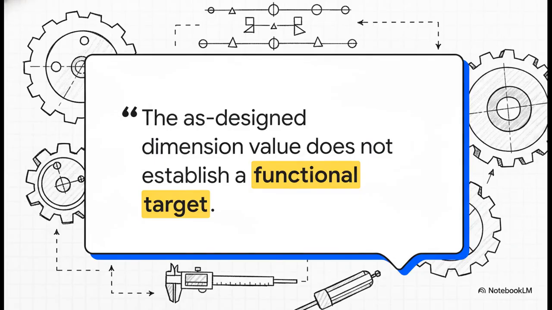I want to leave you with this direct quote from the ASME standard. The as-designed dimension value does not establish a functional or manufacturing target. Let that sink in. Your base dimensions in CAD are really just theoretical. The feature control frame is the ultimate authority on what makes an acceptable, functional part. Without it, you are literally just guessing.